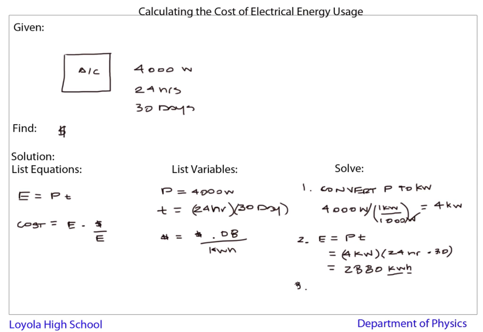The third step is to multiply that by the cost. So our total cost is going to be 2,880 kilowatt hours, and this particular cost is 8 cents per kilowatt hour, which is reasonable. There are some places a little bit higher, a little bit lower, but typically that's about right. And so we get a total charge of $230 approximately.